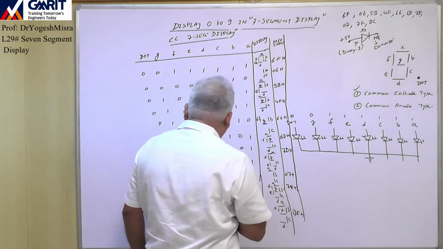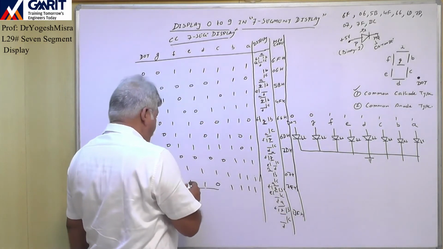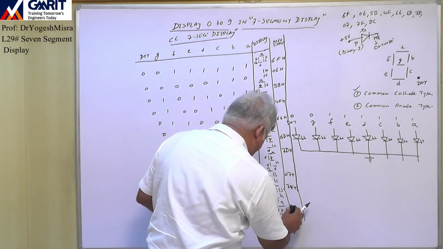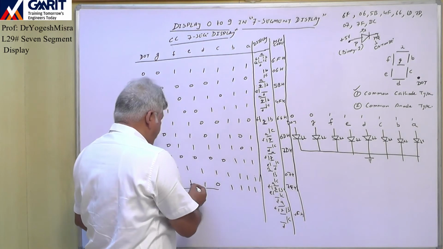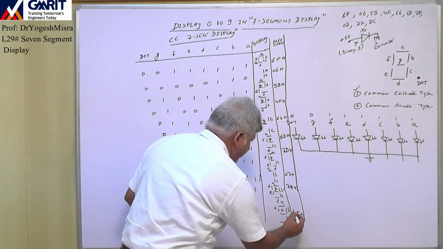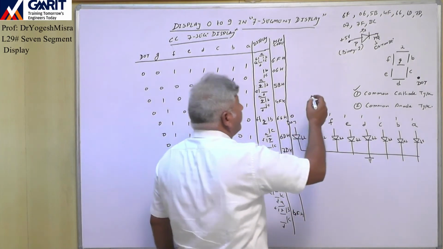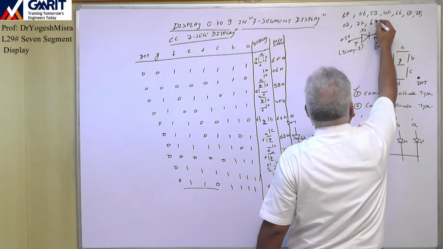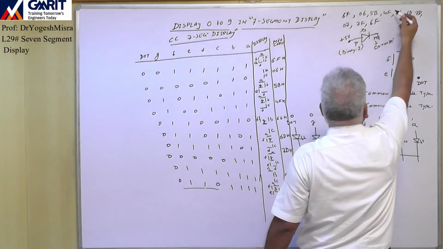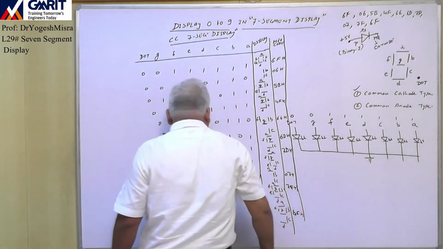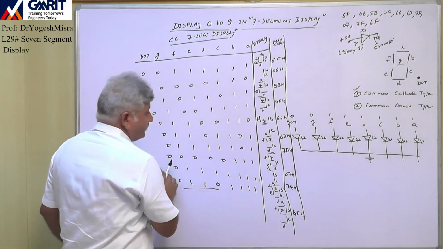So 1, 2, 3, 4, 5, 6, 7, 8, 9, 10. So these are the 10 codes.